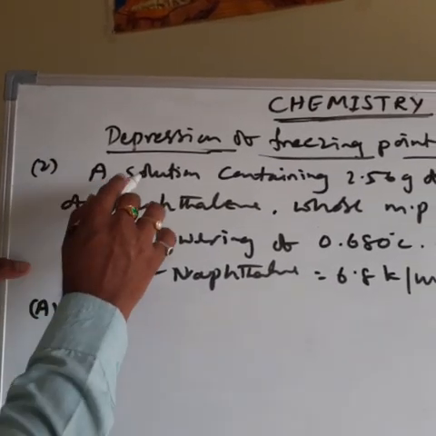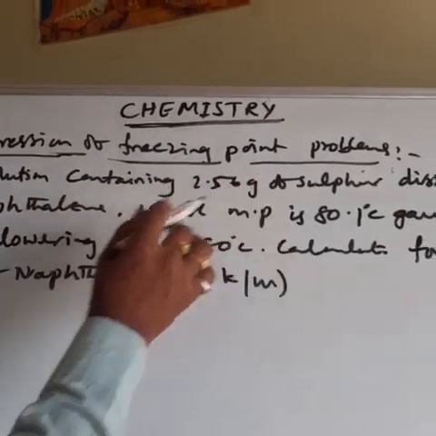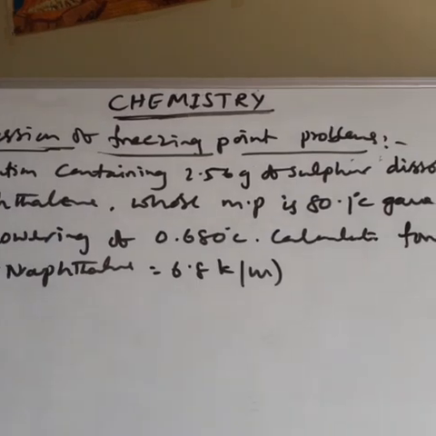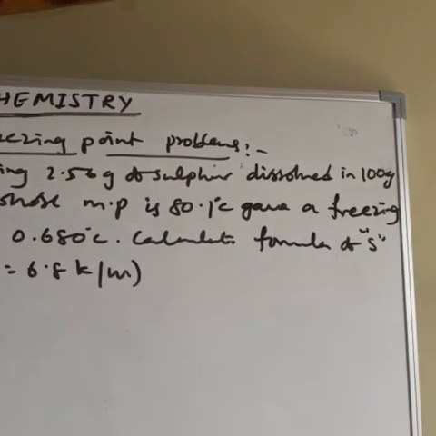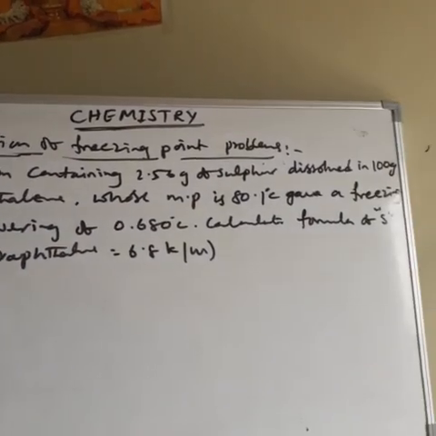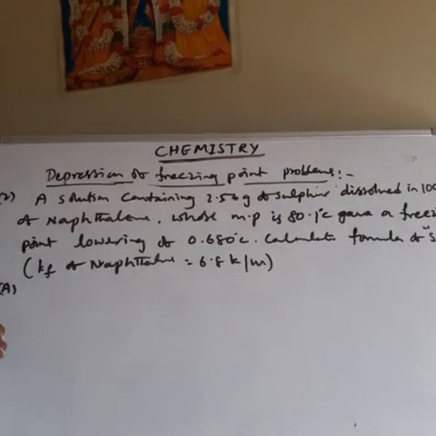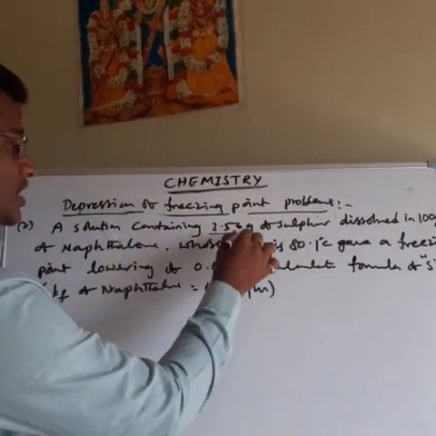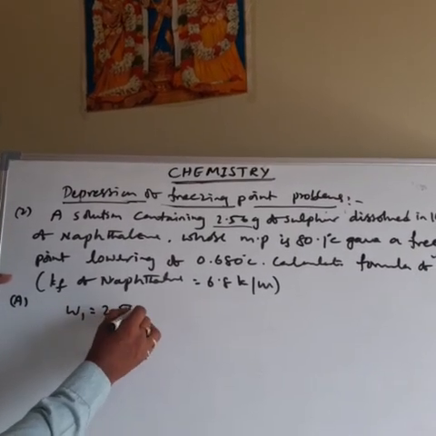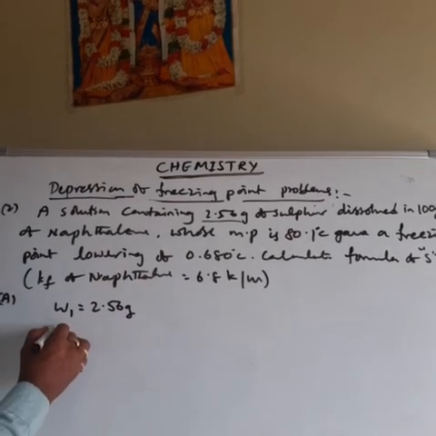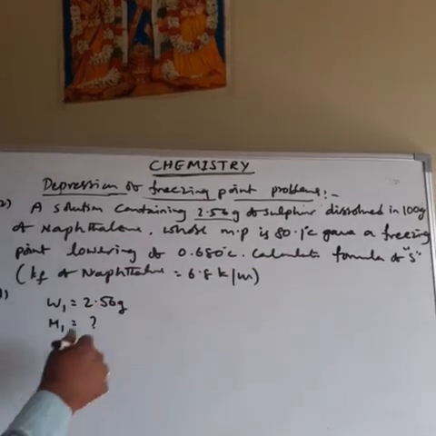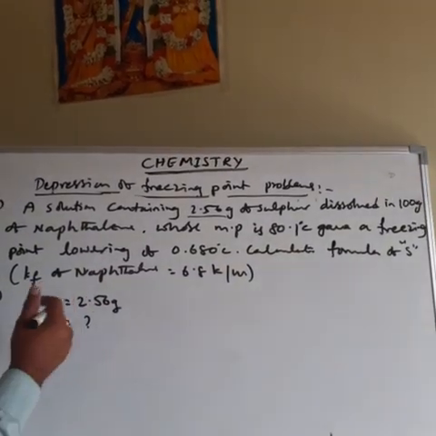Then see the next problem. A solution containing 2.56 grams of sulfur dissolved in 100 grams of naphthalene, whose melting point is 80.1 Celsius degrees, gave a freezing point lowering of 0.680 Celsius degrees. Calculate the formula of sulfur. They gave the KF value. First, the weight of solute, sulfur, is 2.56 grams. Next, the molecular weight of sulfur we have to calculate. That is the formula of sulfur, meaning molecular weight. From this molecular weight we have to find out the formula.